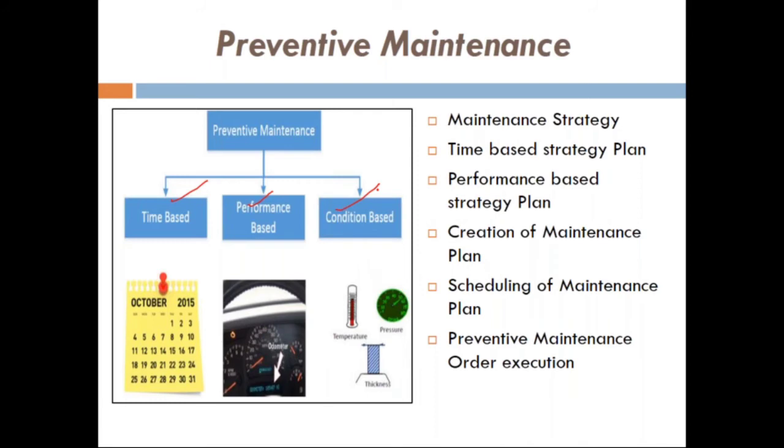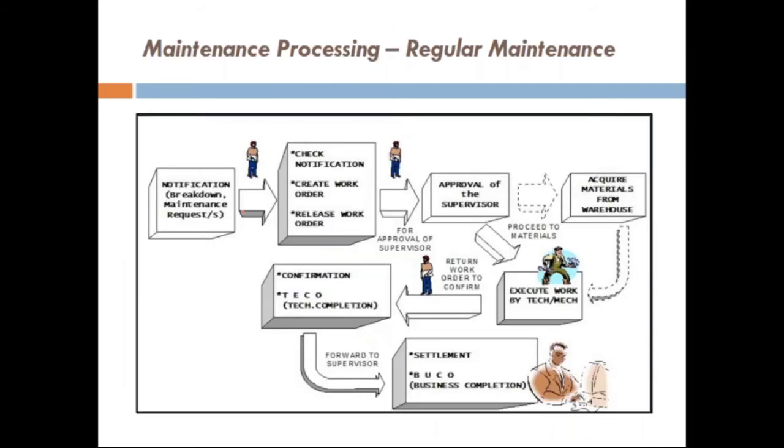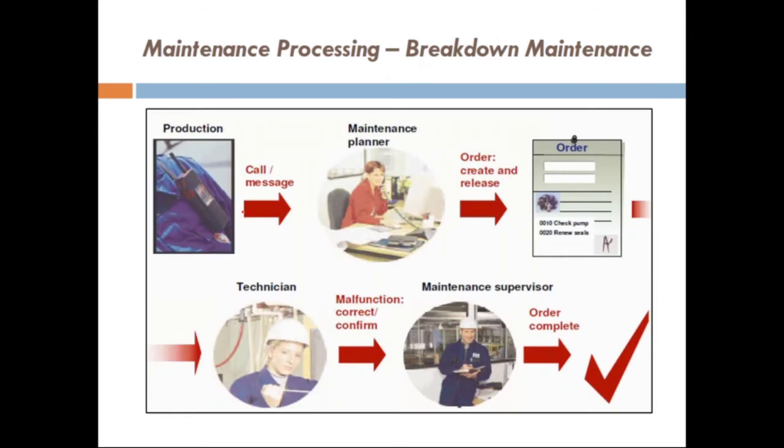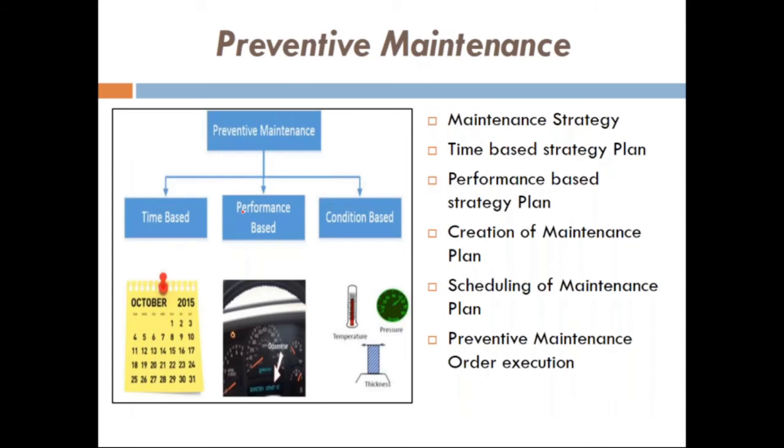Now, how to do this in the system? Once that particular time criteria or counter criteria is reached, the system has to generate an order automatically. In the previous cases, breakdown maintenance and regular maintenance, they create orders whenever required. But in preventive maintenance, it's a planned one, so the system has to generate orders automatically once the particular criteria is reached.